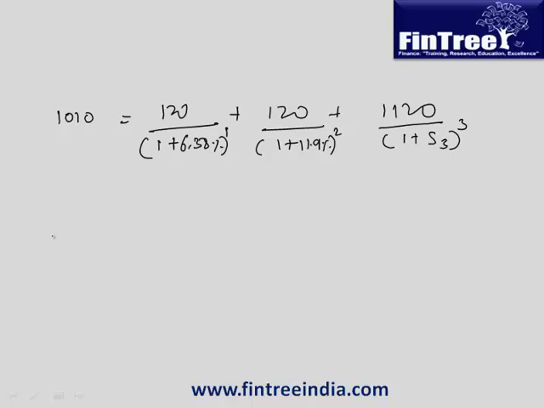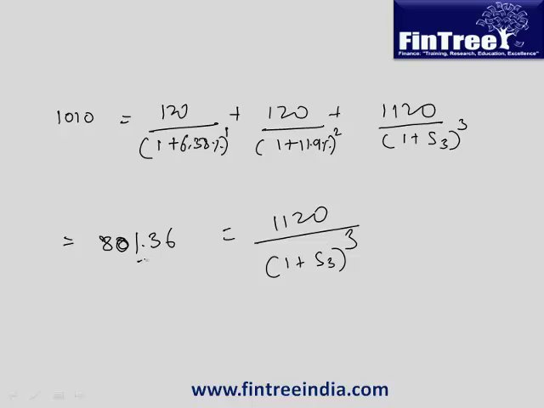Okay. Now say 1010 minus RCL1 minus RCL2, shifting both the numbers to the left hand side of the equation. So now what do we have? 801.36. So 801.36 is equal to 1120 divided by 1 plus S3 raised to 3. Okay, and now what is that rate which makes this amount equal to 1120 in 3 periods?